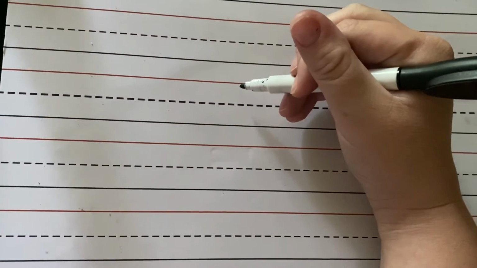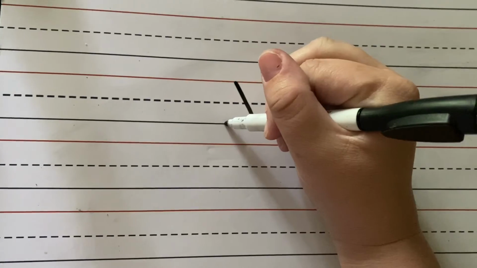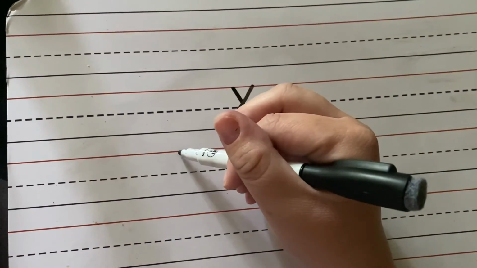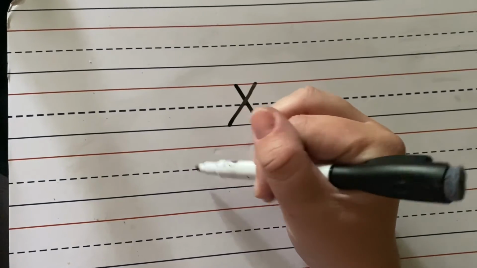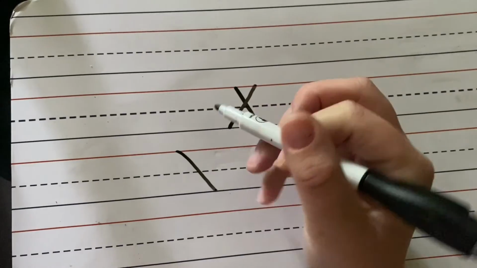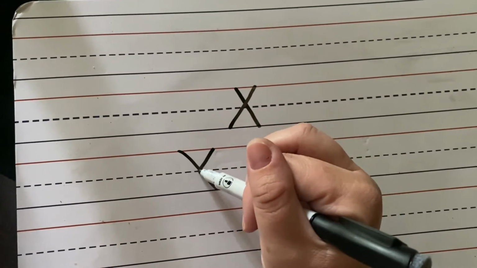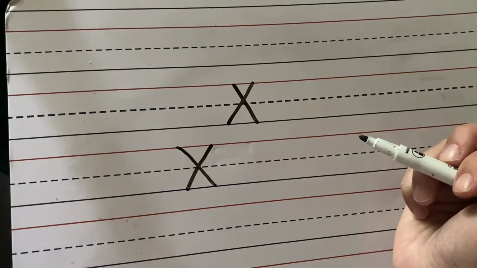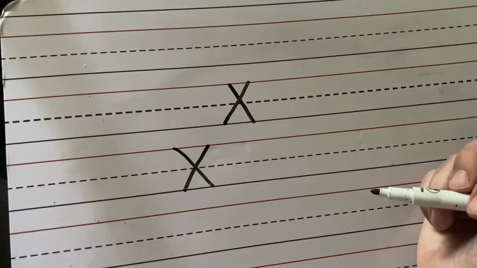Next is the letter X. To make the letter X, you start at red and you're going to go across. So you go to blue, and then you go to red and you go across to blue. X marks the spot like a pirate.